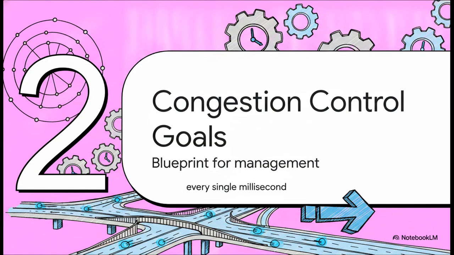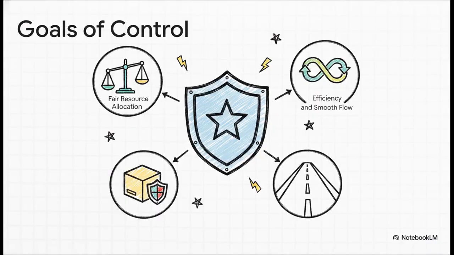Moving on to Section 2, goals of congestion control, the blueprint for a well-managed highway. Now that we know exactly what goes wrong, let's look at the blueprint of a healthy network and what it's trying to achieve every single millisecond. First and foremost, the goal is to prevent network congestion altogether by proactively regulating those data rates. Second, it has to maintain quality of service, or QoS.